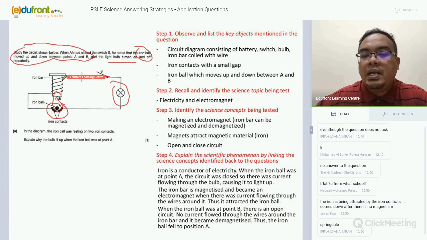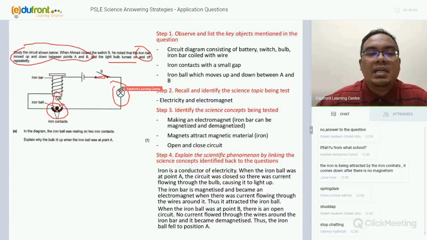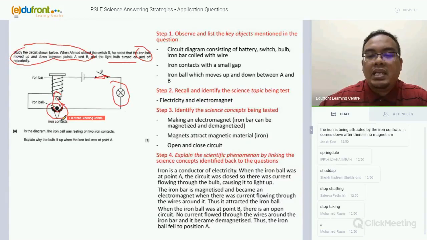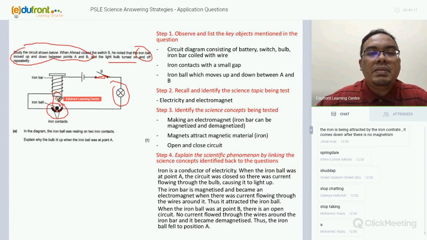So the iron bar, what will happen? It will become demagnetized. And when it's demagnetized, what will happen? The light bulb will turn off. At the same time, the iron ball will drop from position B back to position A.